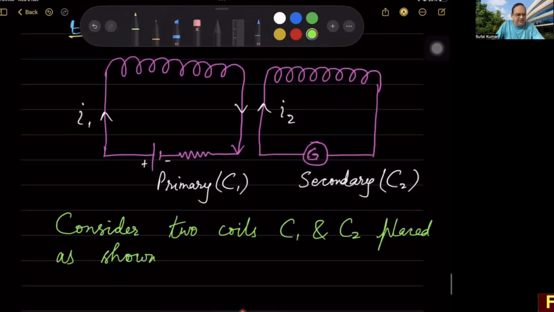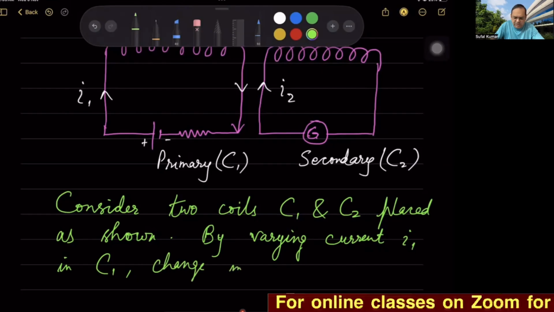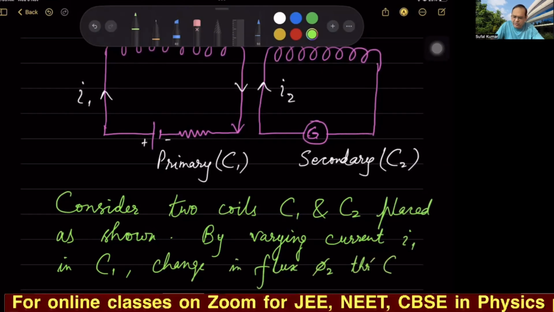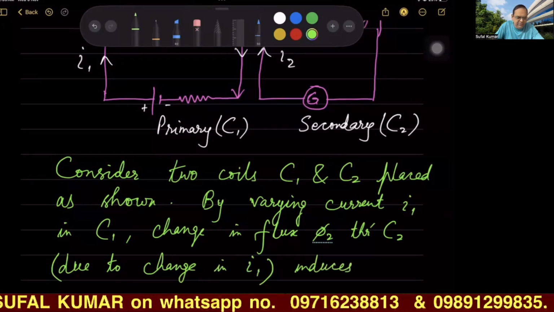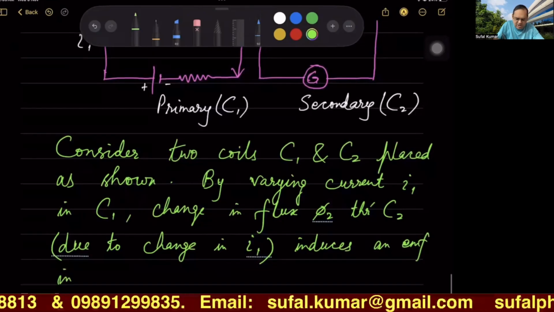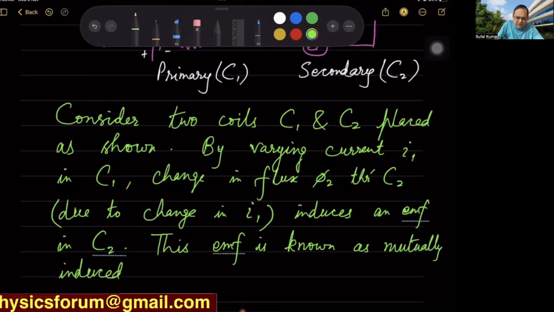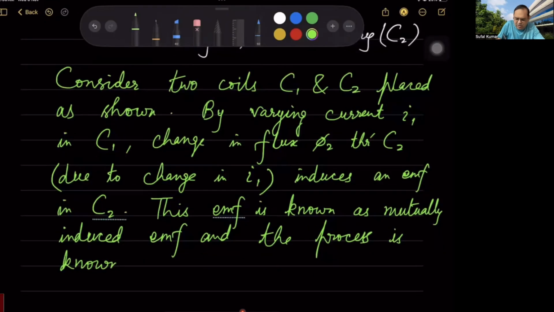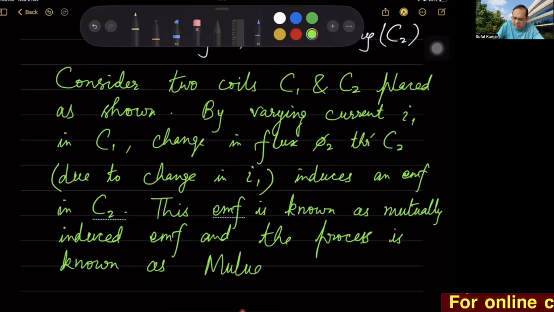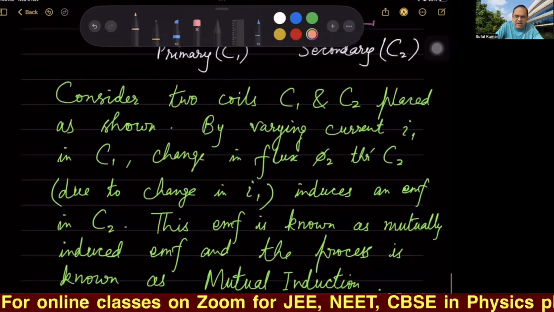By varying current I1 in C1, we change the flux. The change in flux phi2 linked to C2 due to the change in I1 induces an EMF in C2. This EMF is known as mutually induced EMF, and the process is known as mutual induction. I'm willing to underline a few keywords.